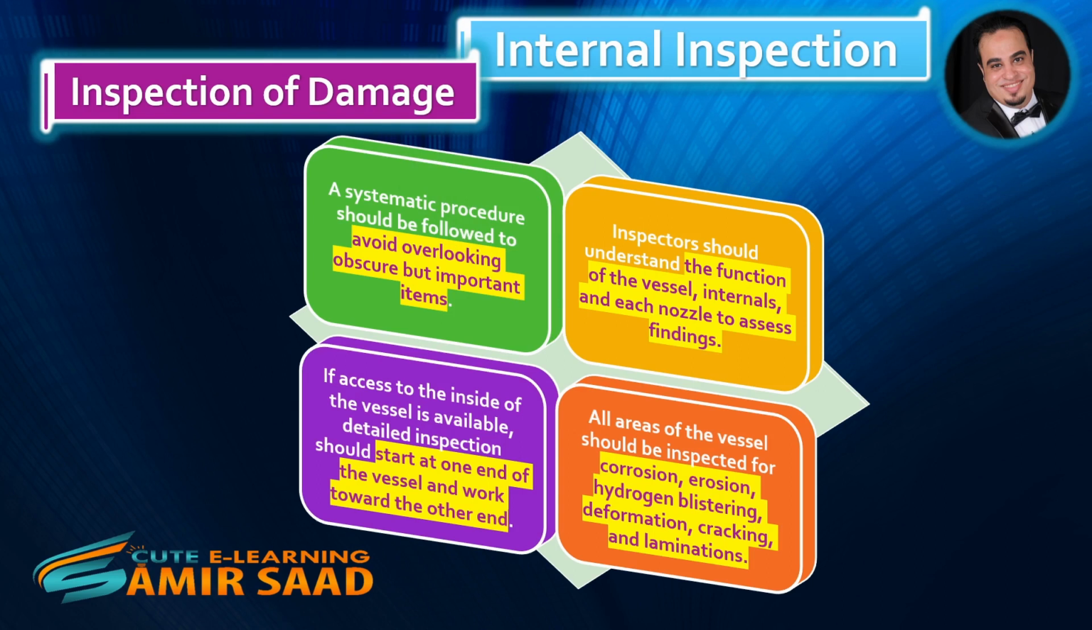Inspection of damage. A systematic procedure should be followed to avoid overlooking obscure but important items. Inspectors should understand the function of the vessel, internals, and each nozzle to assess findings. If access to the inside of the vessel is available, detailed inspection should start at one end of the vessel and work toward the other end. All areas of the vessel should be inspected for corrosion, erosion, hydrogen blistering, deformation, cracking, and laminations.